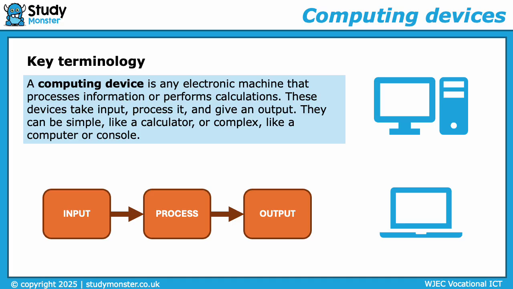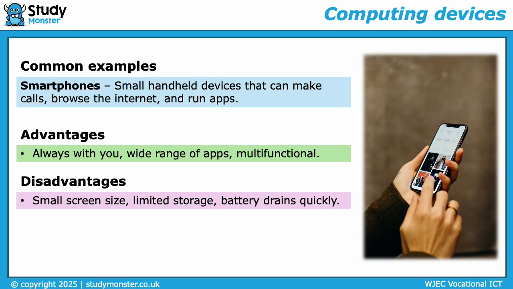They can be very simple, like a calculator that you use in maths, or very, very complex, like a full-blown multifunctioning computer, a general-purpose computer, desktop, or a video games console. So some common examples of computing devices. A smartphone. Everybody's walking around with a computer in the pocket now, so it's a small handheld device that can make calls, browse the internet, and run apps.